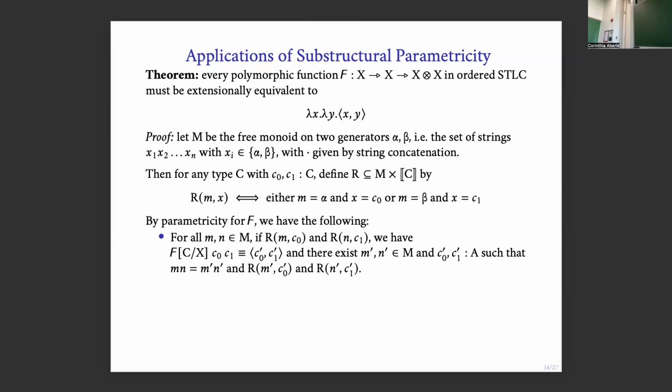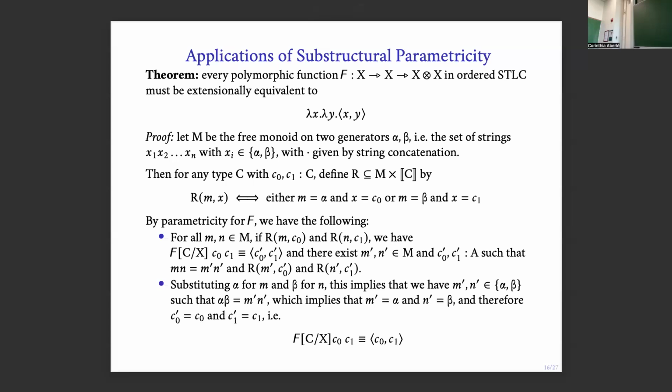So it's a bit of a mouthful, but if you then substitute in alpha for M and beta for N, what this implies is that we have these M prime, N prime, which, because they're in this relation, have to be one of alpha or beta, and such that the concatenation of alpha followed by beta has to be equal to M prime, N prime. And because this is just the free monoid on alpha and beta, M prime then has to be alpha and N prime has to be beta. And then because of the way we define this, that implies that C0 prime has to be C0 and C1 prime has to be C1. And so then we get our desired results.